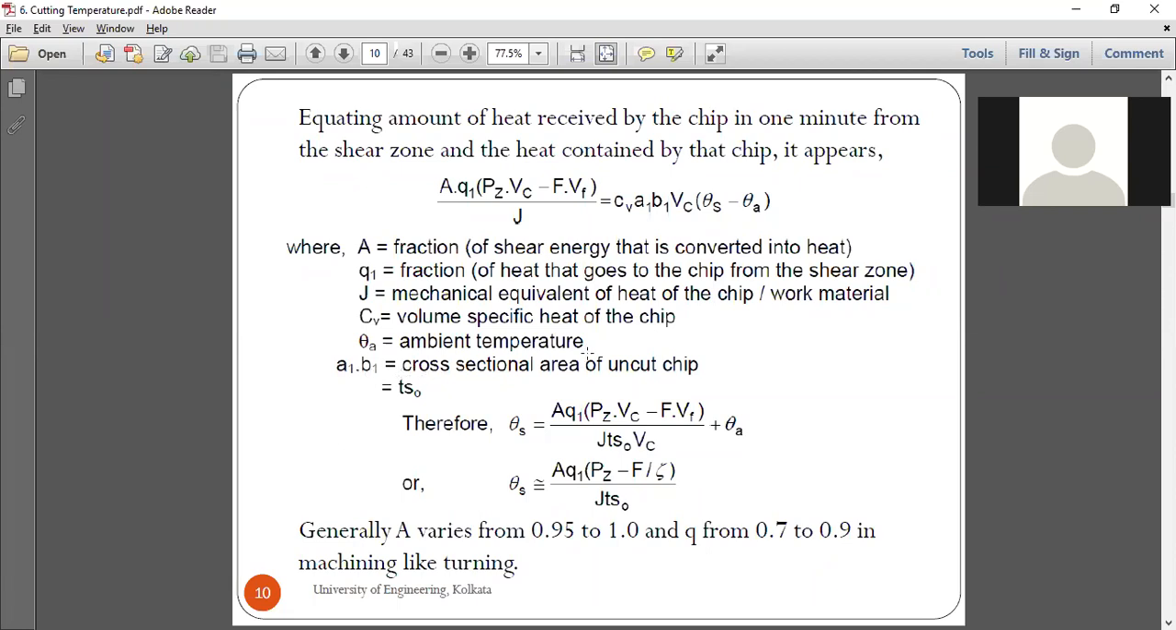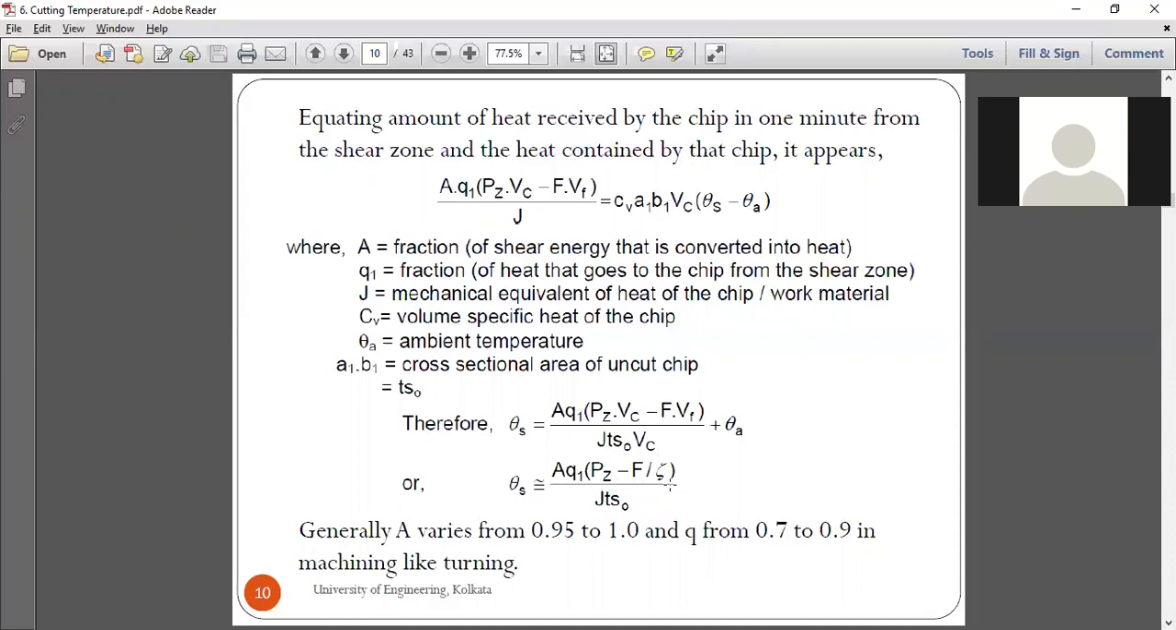So A1, B1 is the cross sectional area of the uncut chip, which can also be written as T. T is your depth of cut into feed. If we rearrange this in such a manner that we can get theta s in terms of the other known values. Ambient temperature is also known to us. So we will get a relation in this manner, that is AQ1 into Pz minus F by zeta.